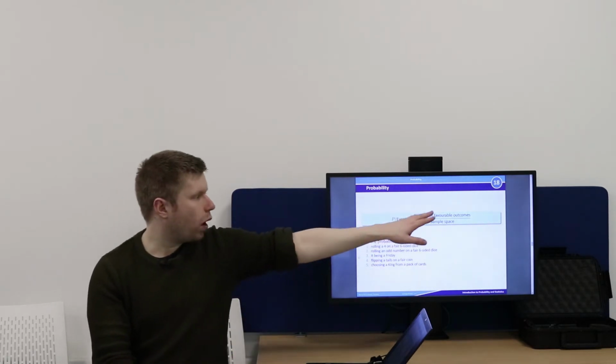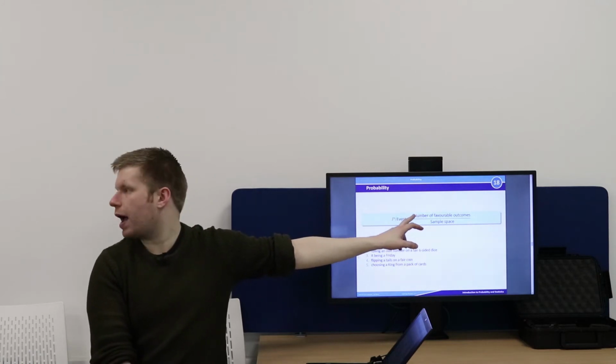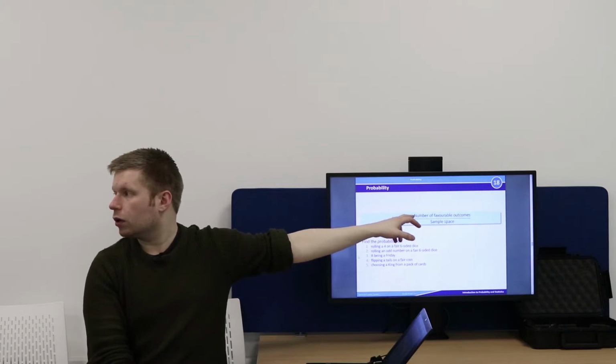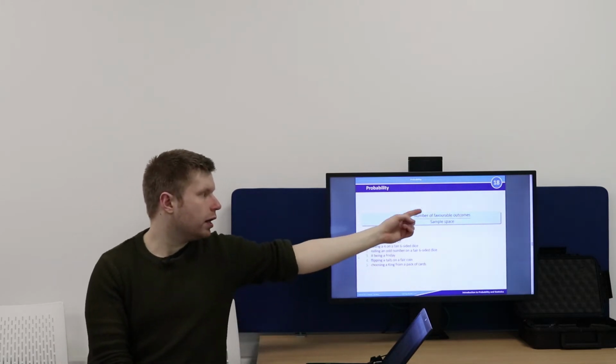So, for example, what is the probability of getting a heads on a fair coin? First of all, what is the number of favourable outcomes? How many heads on a coin? 1. There's 1. What's the sample space? How many things are in the sample space? 2. There's heads or tails. So the probability of getting a heads on a coin would be 1 divided by 2, or a half. You happy with that?